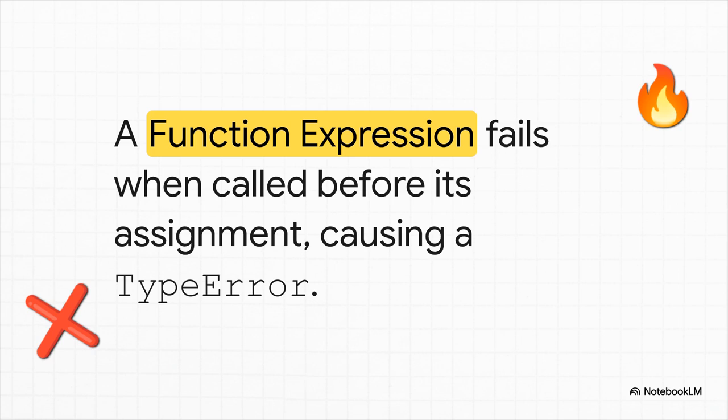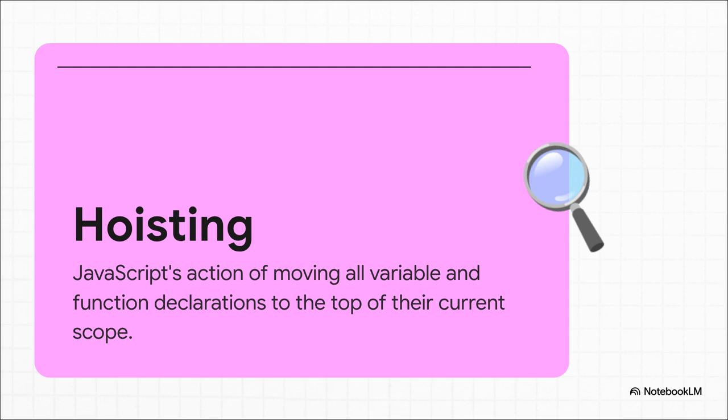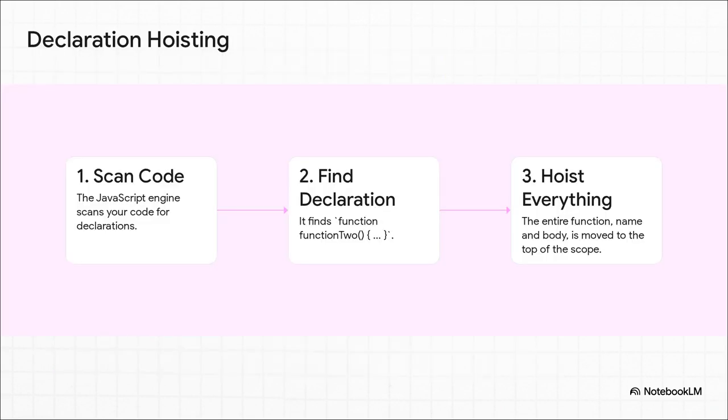So, what in the world is going on here? Why does one work and the other one break? The answer, my friends, is hoisting. Here's the deal. Before your code even runs, the JavaScript engine does a quick pre-scan. It looks for all your declarations and hoists them up to the top of the scope. But here's the kicker: what it hoists is totally different for our two function styles. For a function declaration, the engine grabs the whole shebang, the name, function2, and all the code inside its curly braces. It hoists the entire thing to the top.